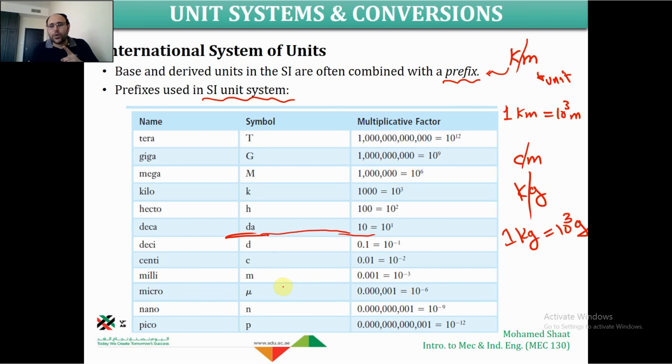M stands for milli. You should distinguish between them. So that's why the millimeter, we write it as double M, MM. The first M is the prefix, which is the milli.